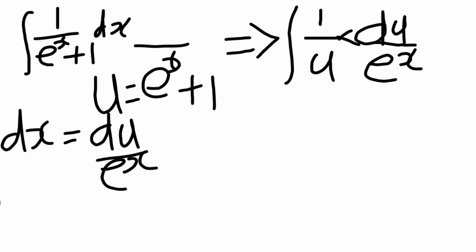But wait, there is an anomaly here. There's a big problem. We can never have e raised to the power of x when we're differentiating with respect to u, except if we assume this is a constant. But we're not going to do that.